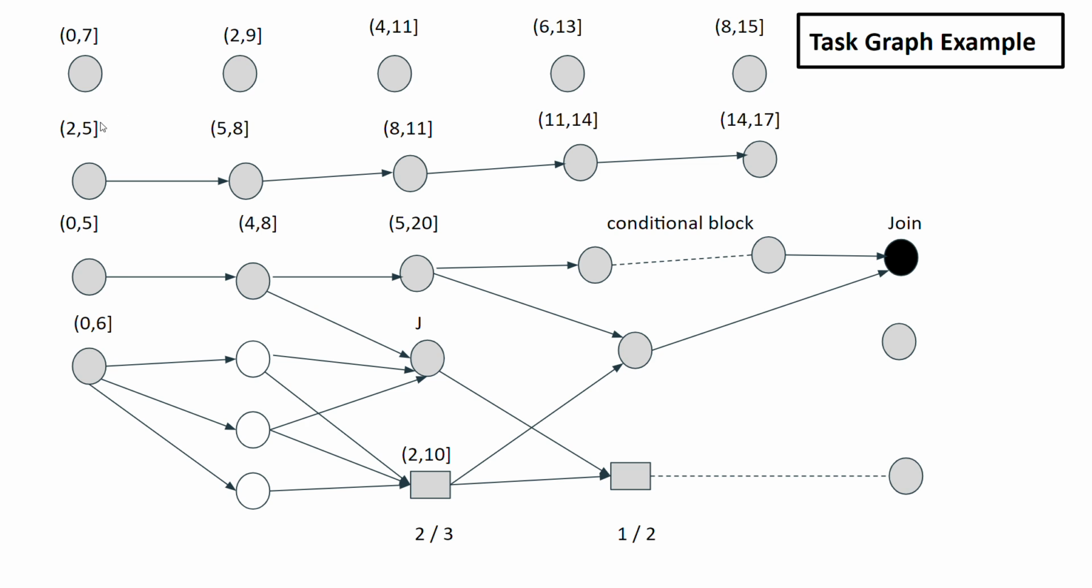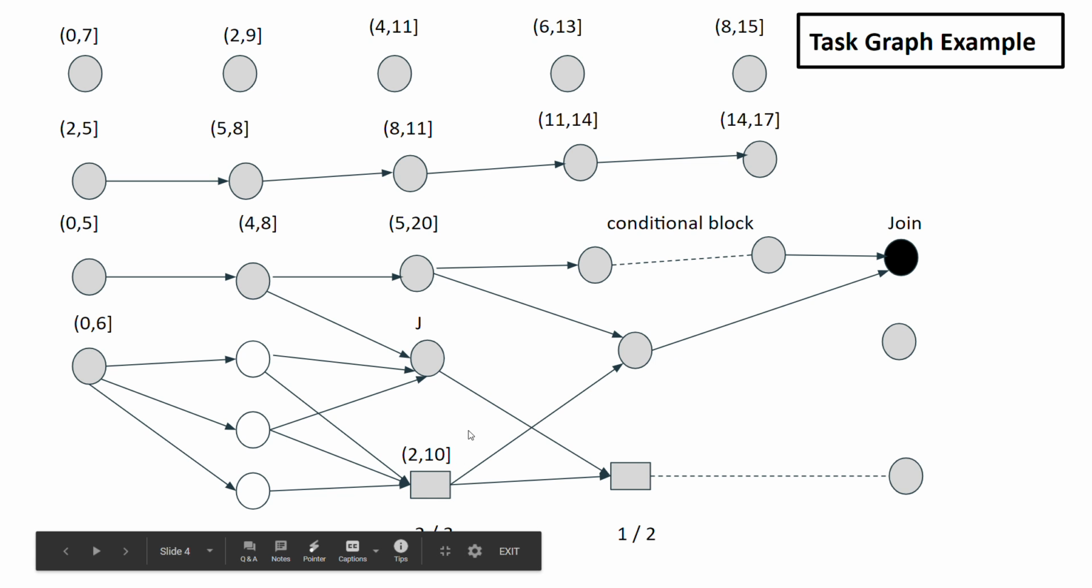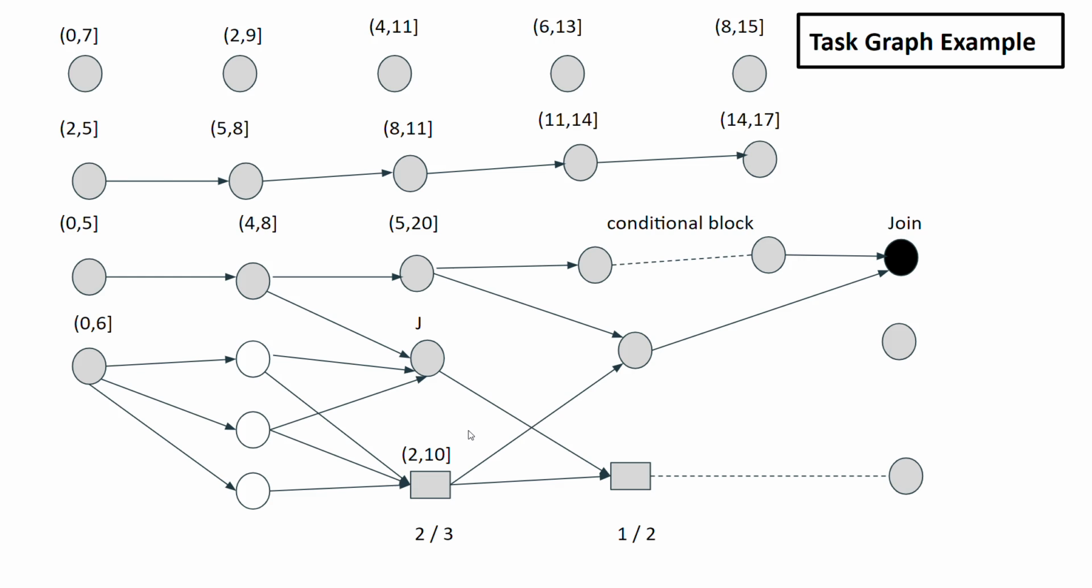So here it may not be possible because look at the deadline and release time. For the second task, the release time of J2 is 5. By that time, the first job should be finished. So there's a dependency, and J2 can execute only after J1. This is not a periodic task model, but we have shown condition blocks, join nodes, and these square nodes, and you should understand the meaning of this.